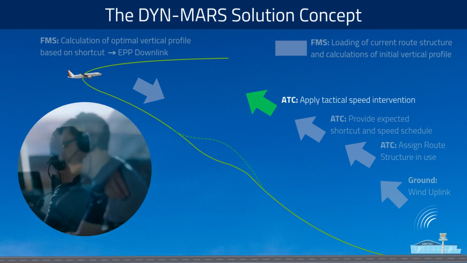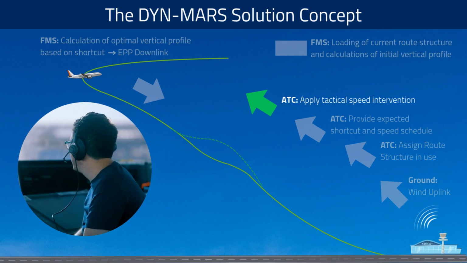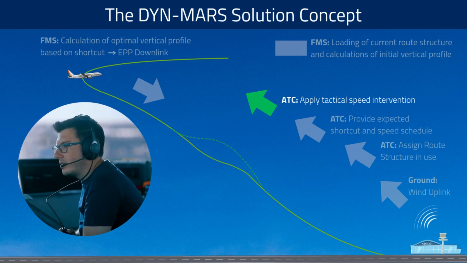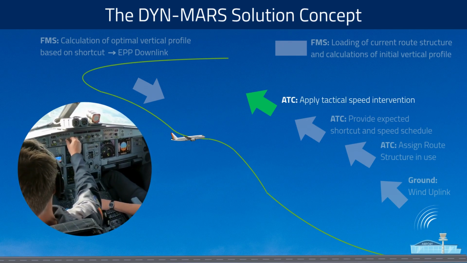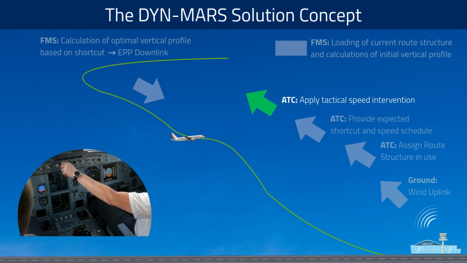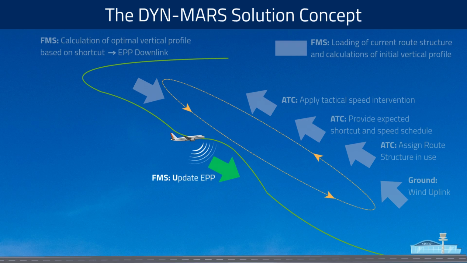With the enhanced speed intervention procedures under DYN-MARS, these adjustments are aligned with the aircraft's actual deceleration capabilities, enhancing more efficient descent profiles. The updated FMS functionality enables the vertical profile to adapt dynamically to such tactical speed interventions. This allows the aircraft to remain in managed descent mode, down to glide slope intercept, reducing the need for manual vertical path adjustments by the flight crew.